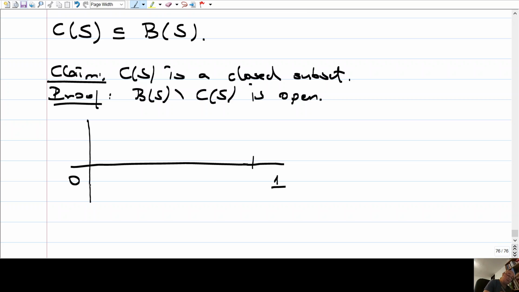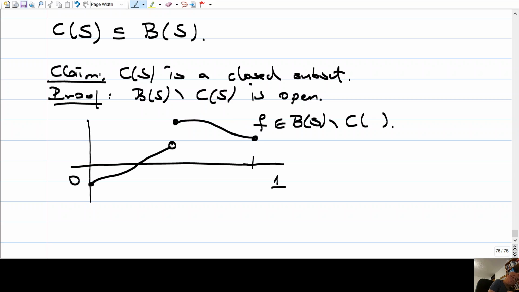Well, a function like that would be, this is just a picture. For example, this is a function like this, right? F here is bounded but not continuous. Now I can find a ball around this function which is contained again in BS minus CS. So I will find a ball around F so that all the functions in that ball will be bounded but not continuous. How can I do this?